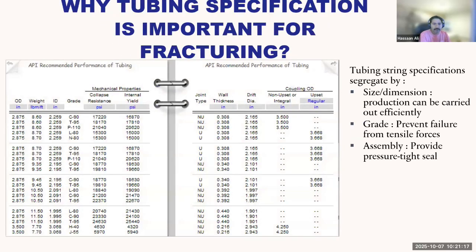Here is just an example. If we talk about 2 7/8 tubing, you would know the weight of the tubing, the wall thickness, the ID of the tubing, different types of grades, the collapse resistance, and the internal yield pressure. The collapse resistance means the external pressure resistance. Then there are the wall thickness and drift diameter. Drift diameter is the internal clearance of that tubing.